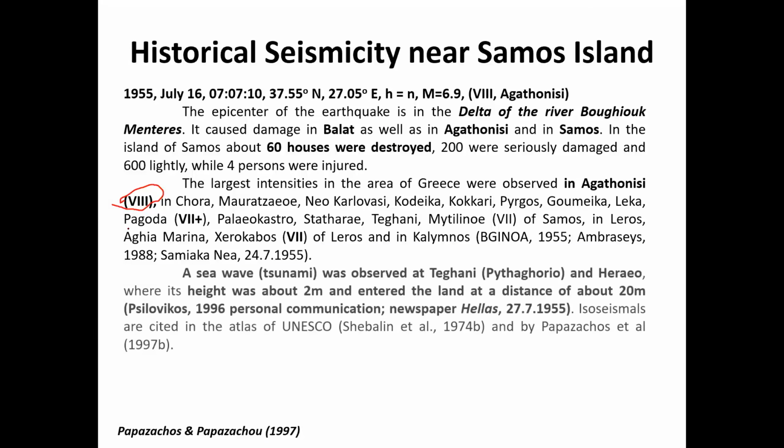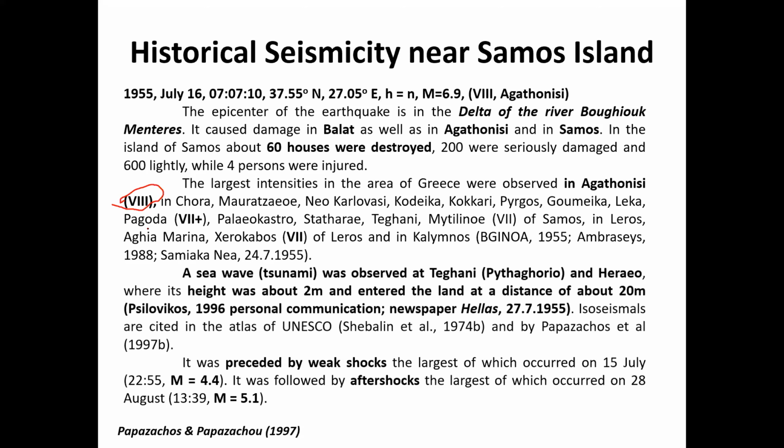And also, similar to this event, there was a tsunami wave that was observed in southern Samos with a maximum height of 2 meters that entered land to a distance of about 20 meters at several places. So very, very similar, but on the southern coast of the island. And very similar also in the sense that it had very weak shocks and very weak aftershocks. The largest aftershock was 5.1. So quiet aftershock sequences are not something very rare in the Aegean. They have happened in many other cases, also in Samos.